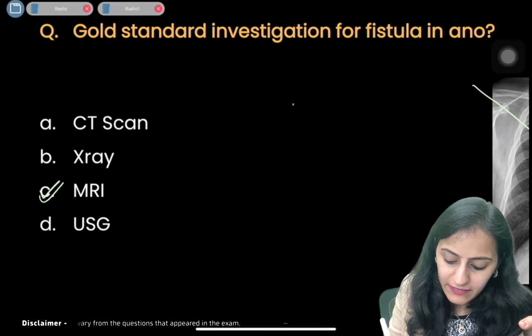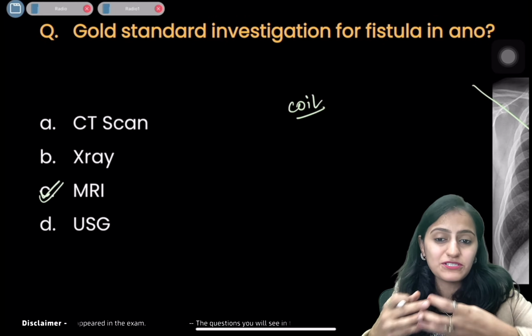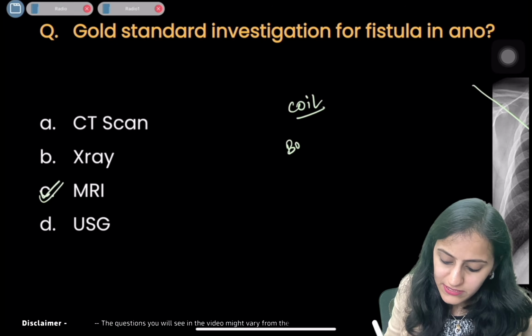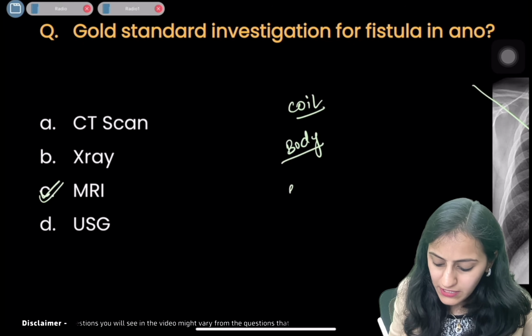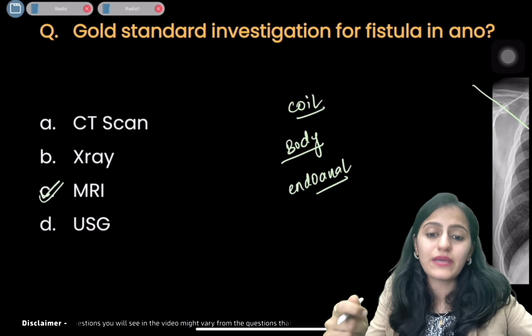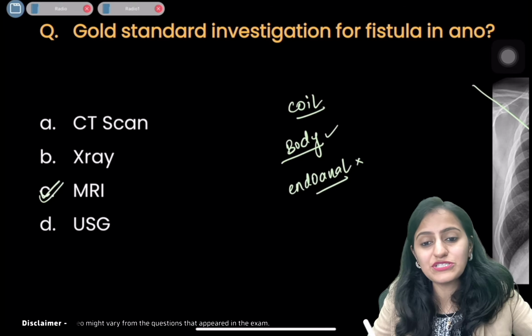We do the MRI. We know that in MRI we use coils, depending on what part of the body we are imaging. So for the fistula in ano, we can use the body coil, or we can use the endo-anal coil as well. We can put the coil endo-anal. This is of course discomforting, and body coil is generally used.